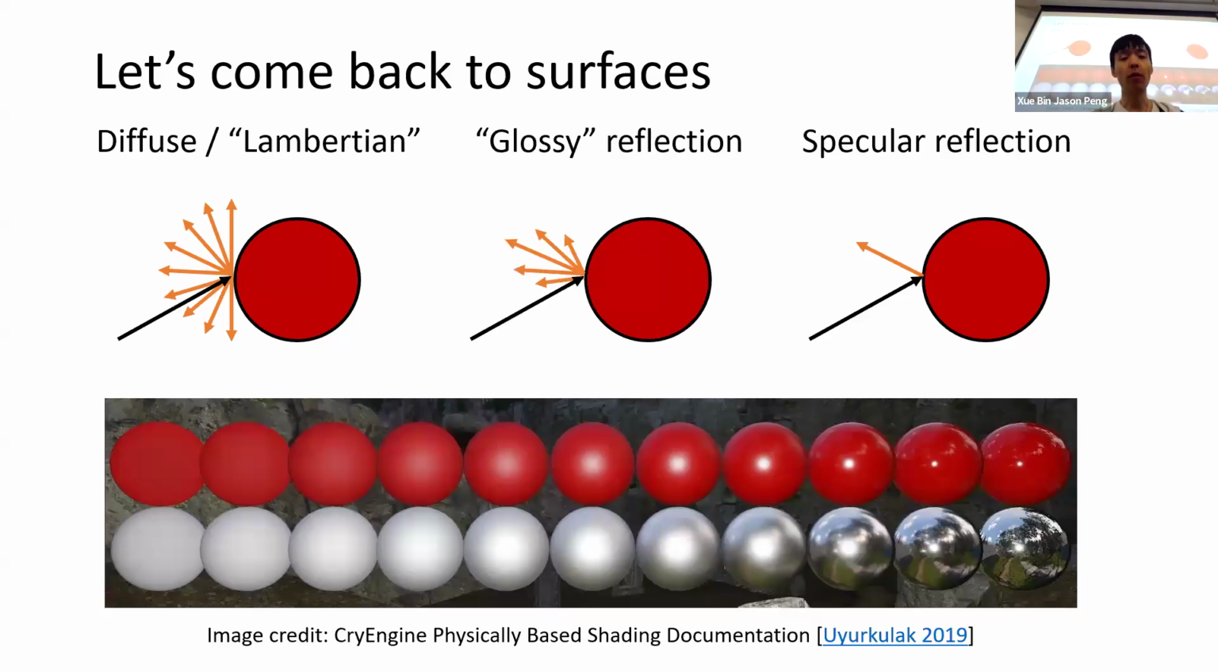Now, most of the surfaces that we see in the real world don't lie at these two extremes. Most surfaces are somewhere in between. They're not perfectly diffuse and they're not perfectly specular. And we refer to these surfaces as glossy surfaces.